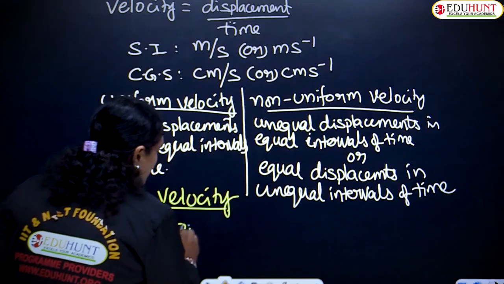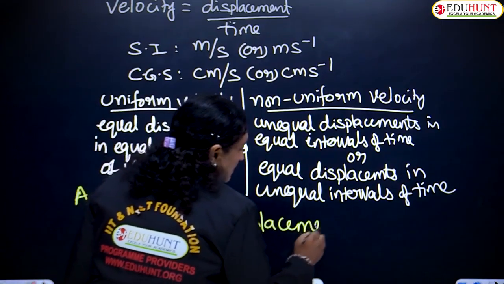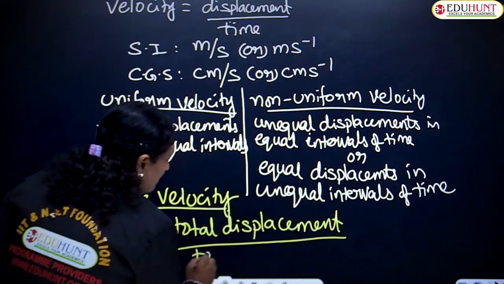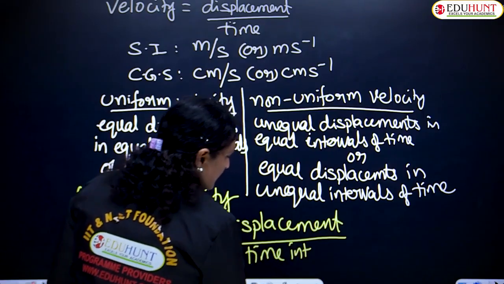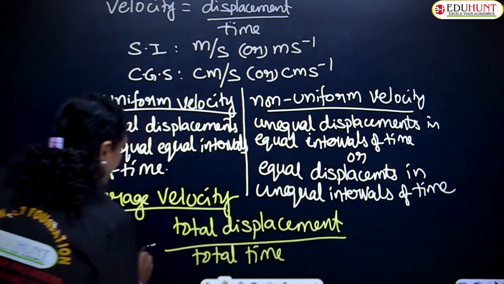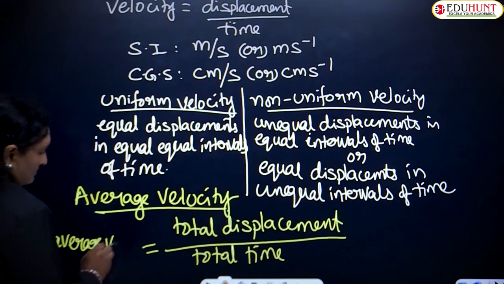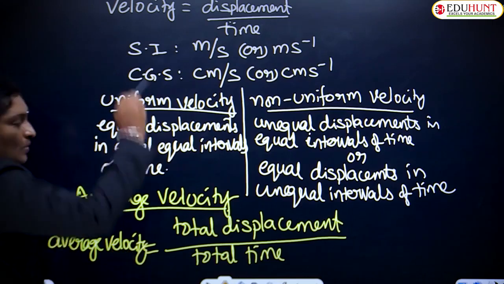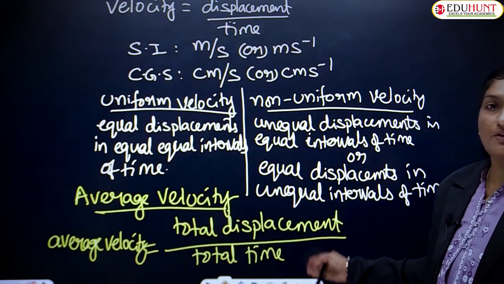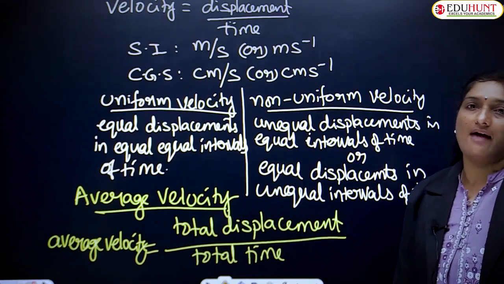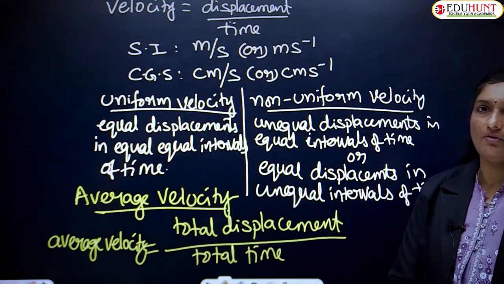That means the total displacement covered by the body to that of the total time is called your average velocity. Okay children, so what is average velocity? The total displacement covered by a body to that of total time is called your average velocity. In this case, the body may be moving with non-uniform velocity.